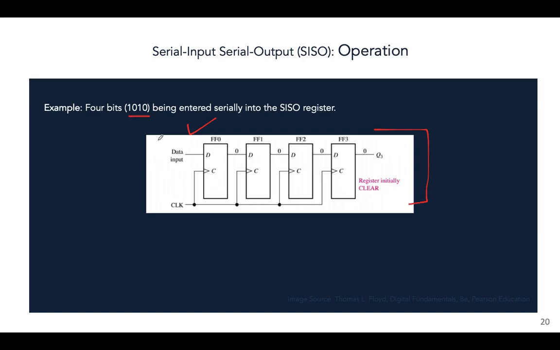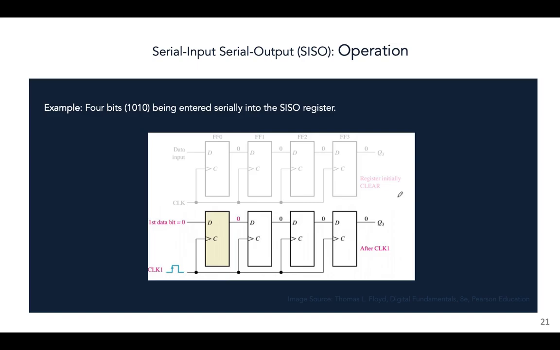This is the initial setup of your register. All the bits are 0 for now. Initially the register is cleared. There is no information in the register at this moment. And then the first bit comes in. So how do we begin this? We begin it from this side.